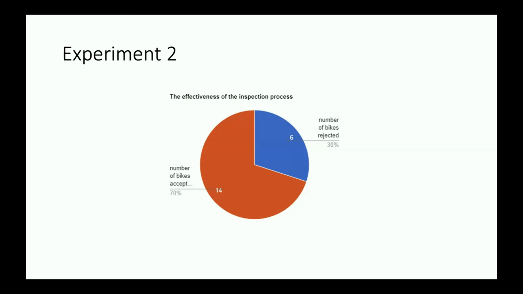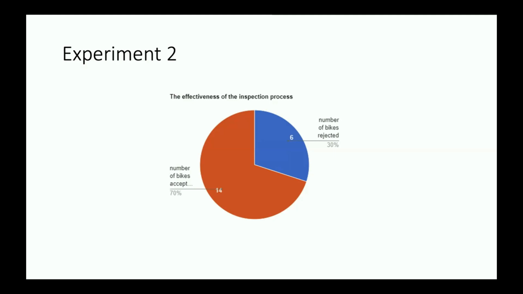The image shown on the screen is the verification process for donated bikes that was successful in ensuring that the bikes were safe for use by the recipients. The inspection process helped to identify potential safety concerns and ensure that the bikes were in good condition before accepting them.